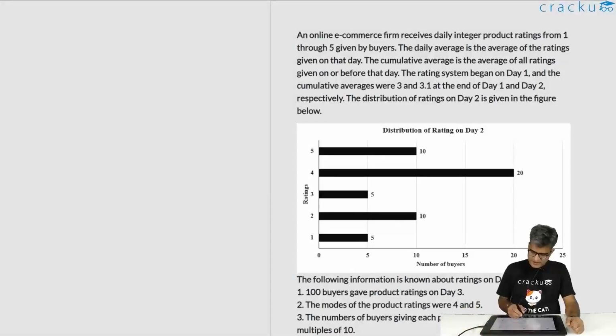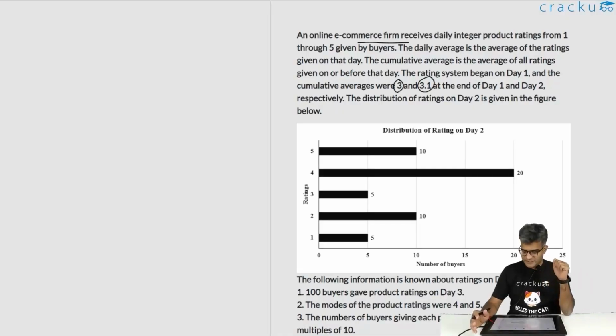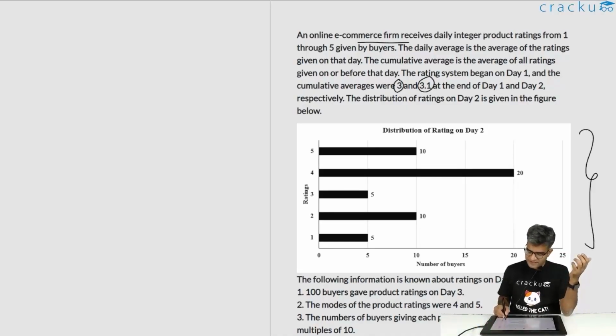In this question, we are told that there is an online e-commerce firm. This receives product ratings from 1 to 5 on 3 given days, day 1, day 2 and day 3. The cumulative average after day 1 is 3, so basically the average of day 1 is 3. The cumulative average after day 2 is 3.1. This would imply that the average of day 1 and day 2, both of them combined, is 3.1. We don't know how many people gave rating on day 1, but we know the number of people who gave rating on day 2 as well as the ratings that they gave. If you're looking at the ratings given on day 2, what is the total number of people who gave rating? It is 10 plus 20 plus 5 plus 10 plus 5. If you're adding it up, this is 50.